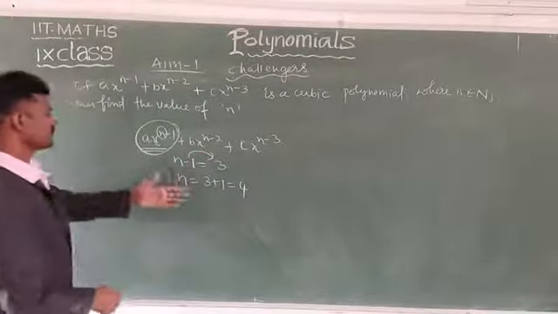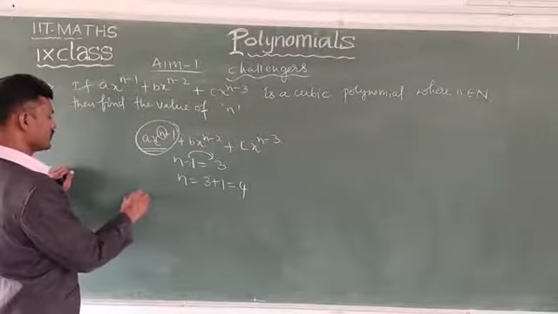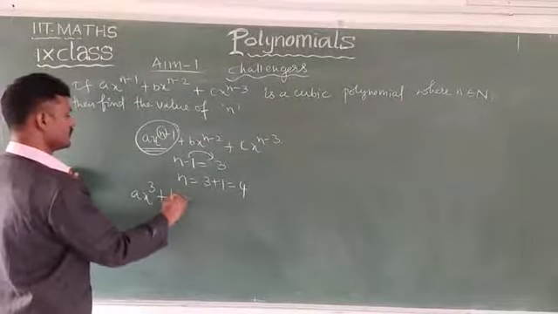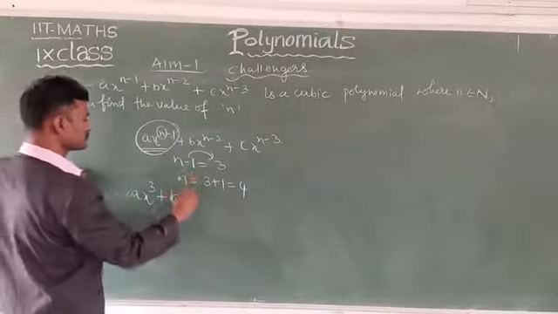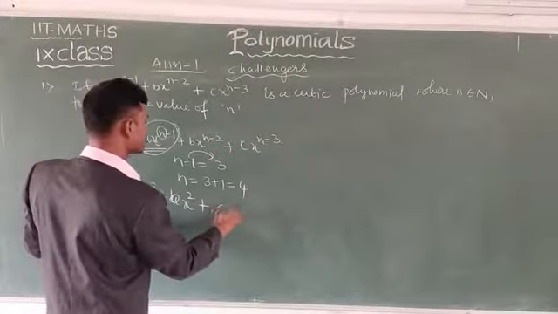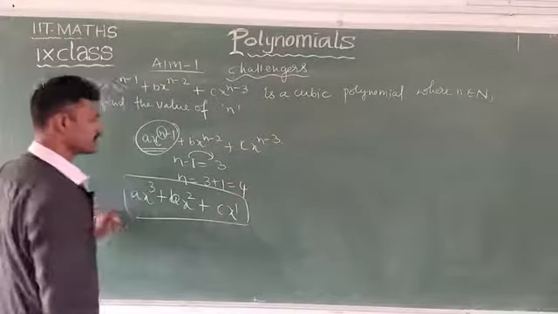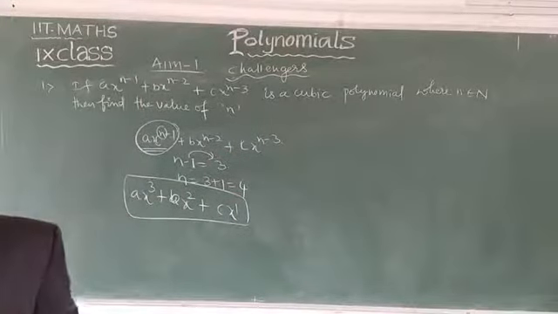Now you can write here: a x to the power of 4 minus 1, that is 3, plus b x to the power of 4 minus 2, that means 2, plus c x to the power of 4 minus 3, that means 1. Now see here, this is a cubic polynomial. Okay, note down.